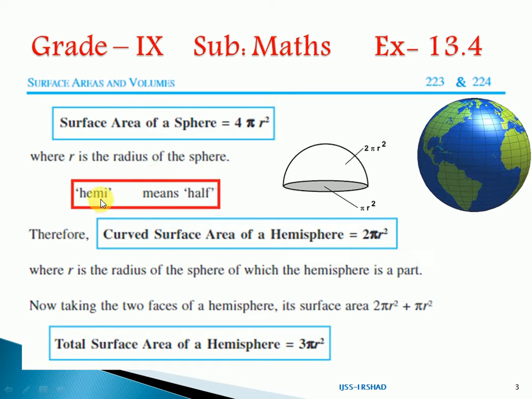And hemisphere, I told you, the word hemi means half. This is a diagram of a hemisphere. Curved surface area of a hemisphere is equal to 2 pi r square, because total is 4 pi r square, so half will be 2 pi r square. And here the r is again the radius of the sphere, of which the hemisphere is a part.